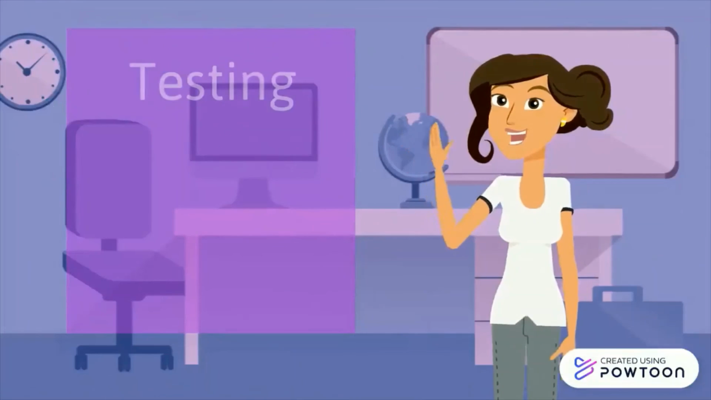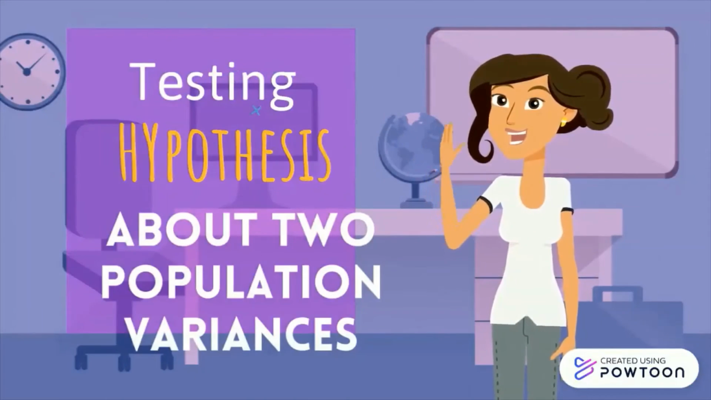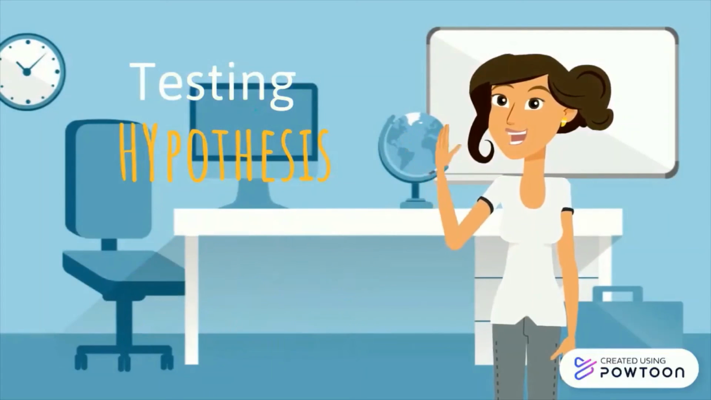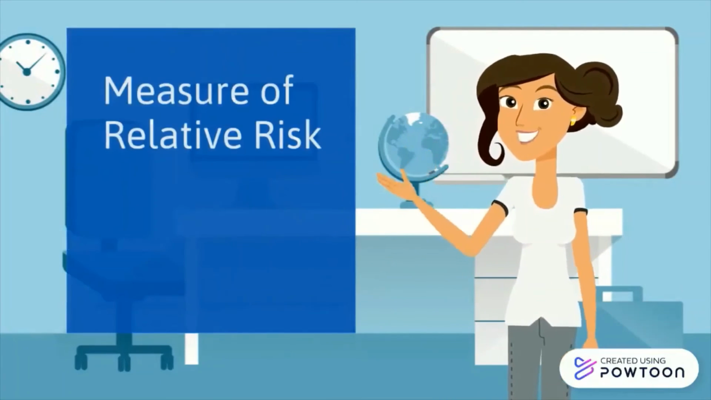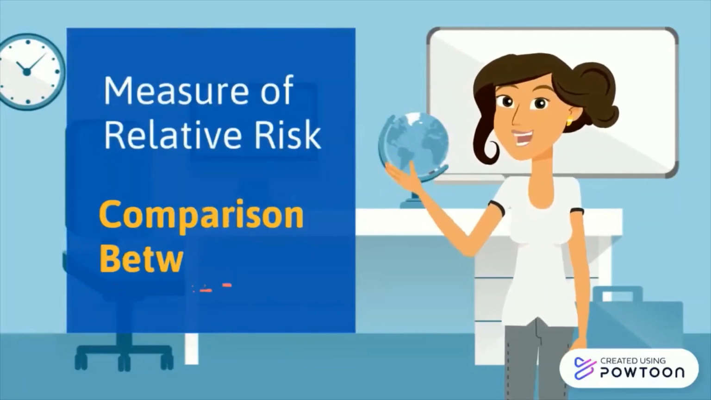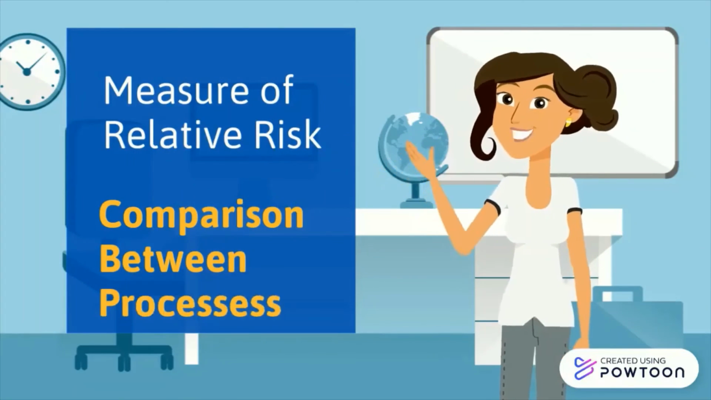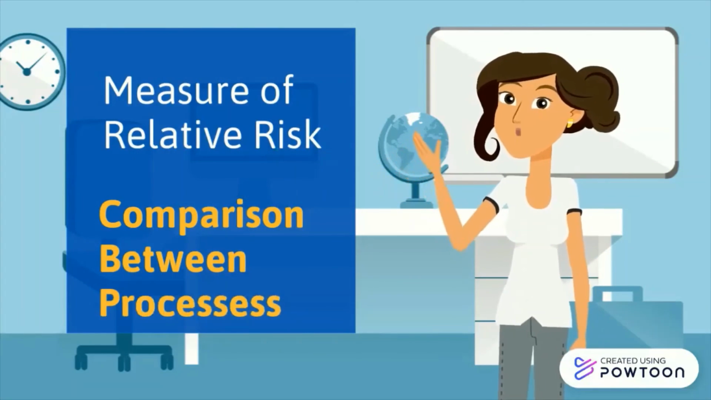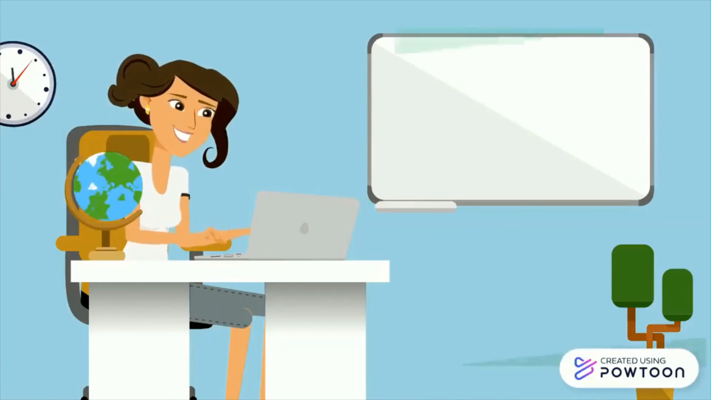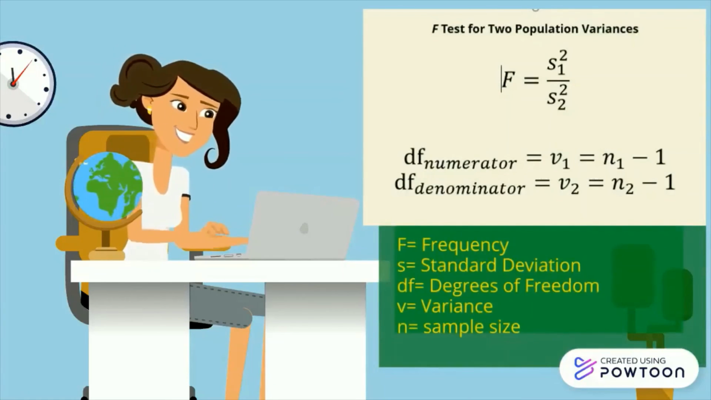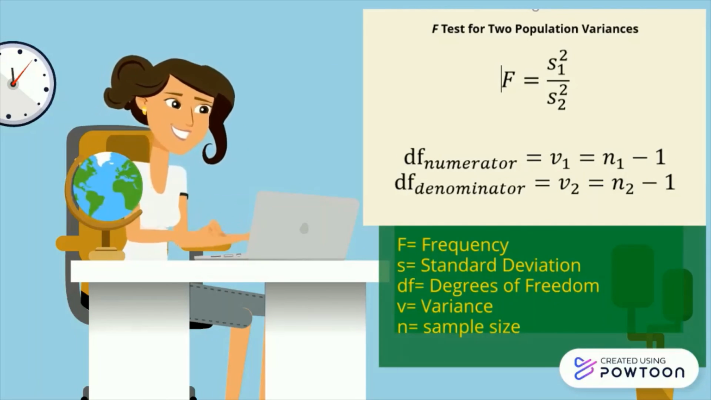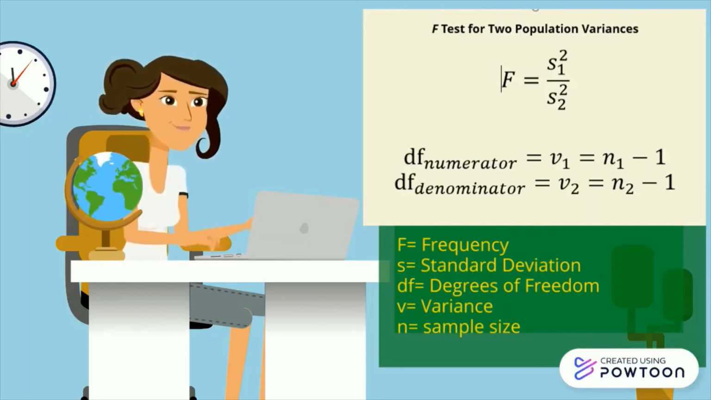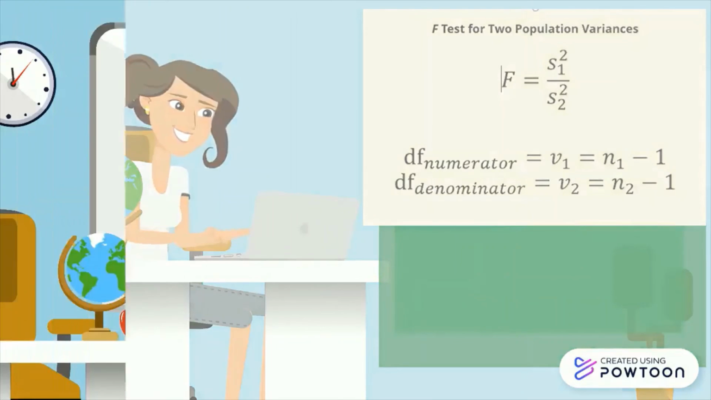Let us now talk about testing hypotheses about two population variances. Difference in variances is used as a measure of relative risk, like in finance, or comparison between processes, like in manufacturing. Here is the F-test for two population variances. Please note that the ratio of two sample variances follows an F distribution, and the population must be normally distributed.